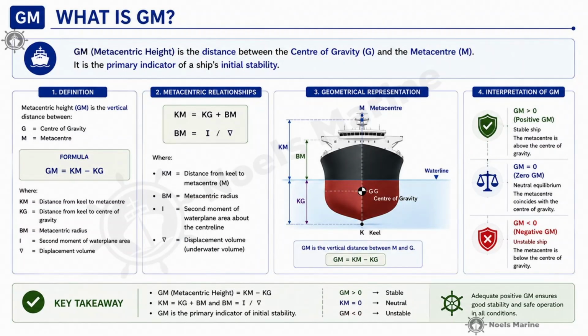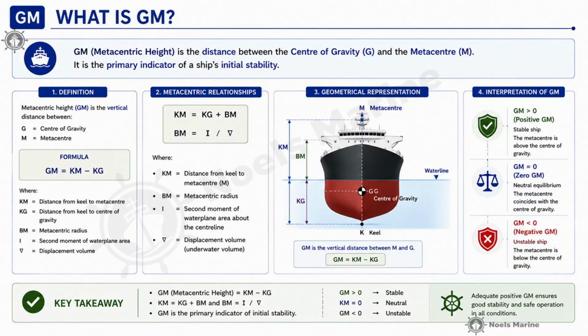Section 1. What is GM? Let's talk about the metacentric height. So what exactly is it? Well, GM is literally the vertical distance between the center of gravity, G, and the metacenter, M. It's the primary indicator of a ship's initial stability. The formula is actually pretty straightforward. GM equals KM, which is the distance from keel to metacenter, minus KG, the distance from keel to center of gravity.